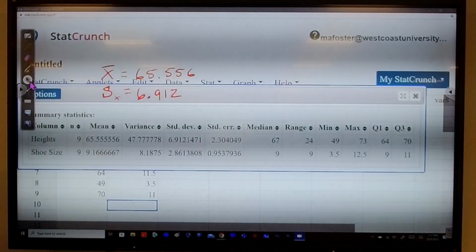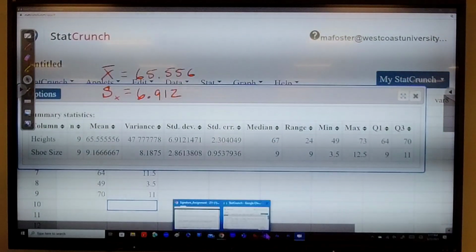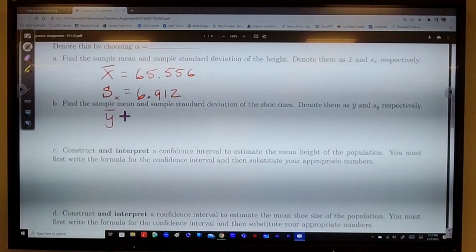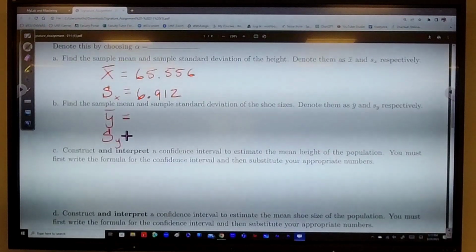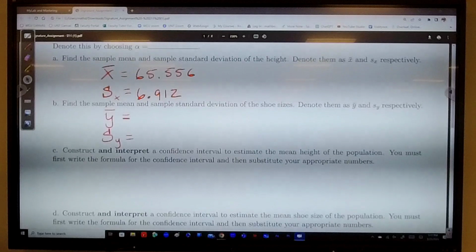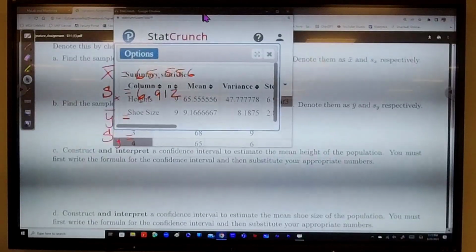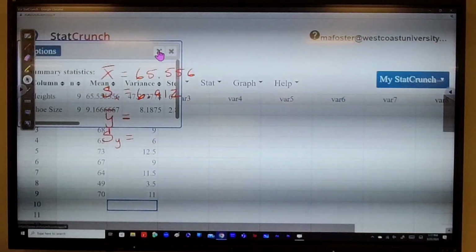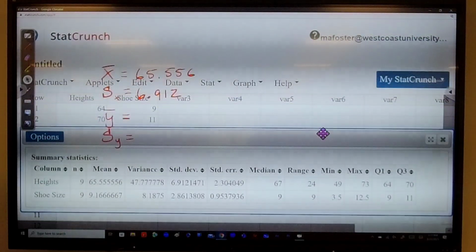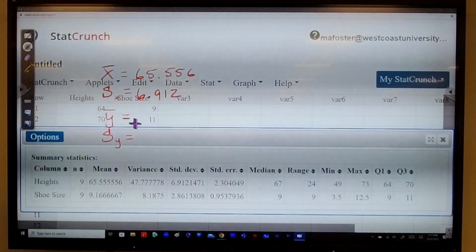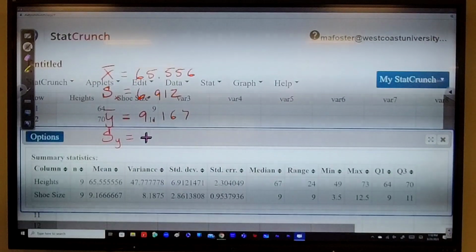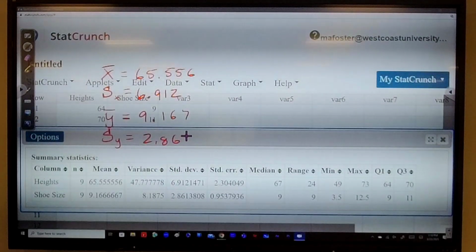All right, and then I need y bar and s sub y. Y bar is 9.167. And s sub y, 2.861.